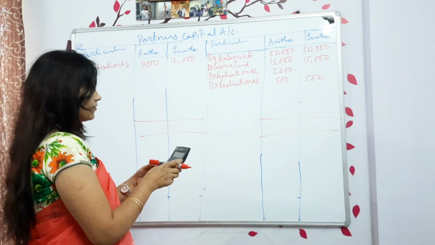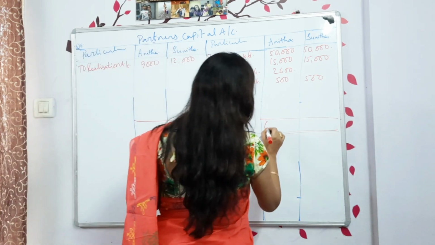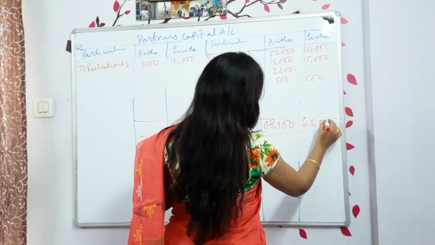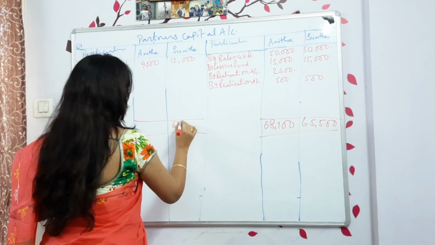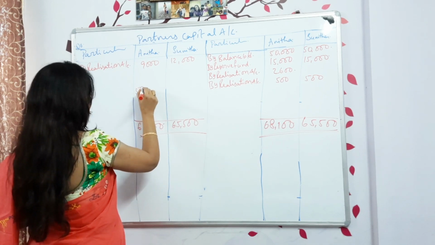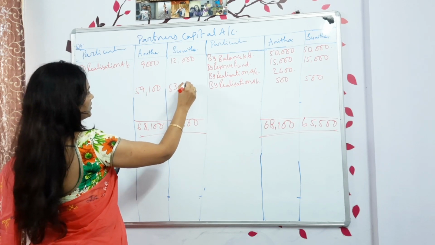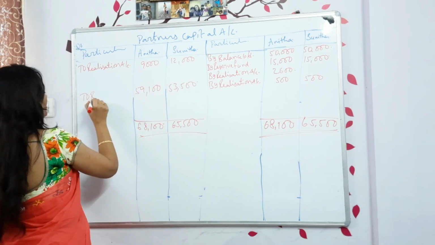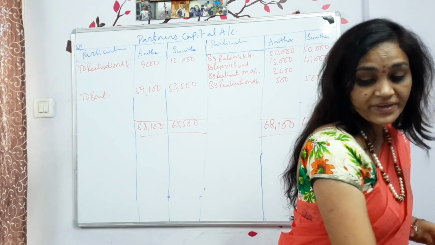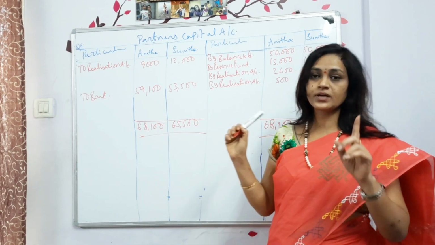50,000, 15,000, 2,600, 500. How much? 68,100. Then this will be 65,500. 65,500, 68,100. Then this will be 59,100. This will be 53,500. We are preparing the bank account, so the payment will be done in the form of bank only. Just copy this one: 59,100, 53,500. Check it out.